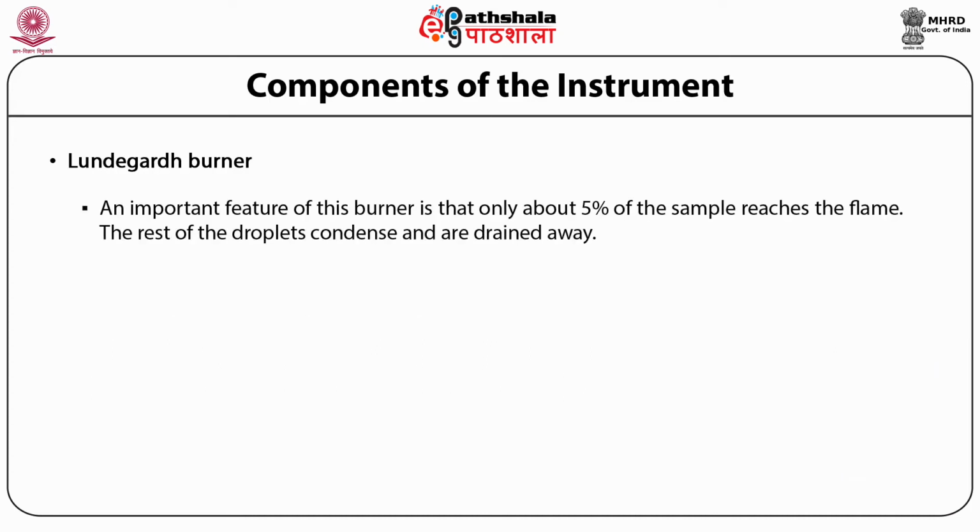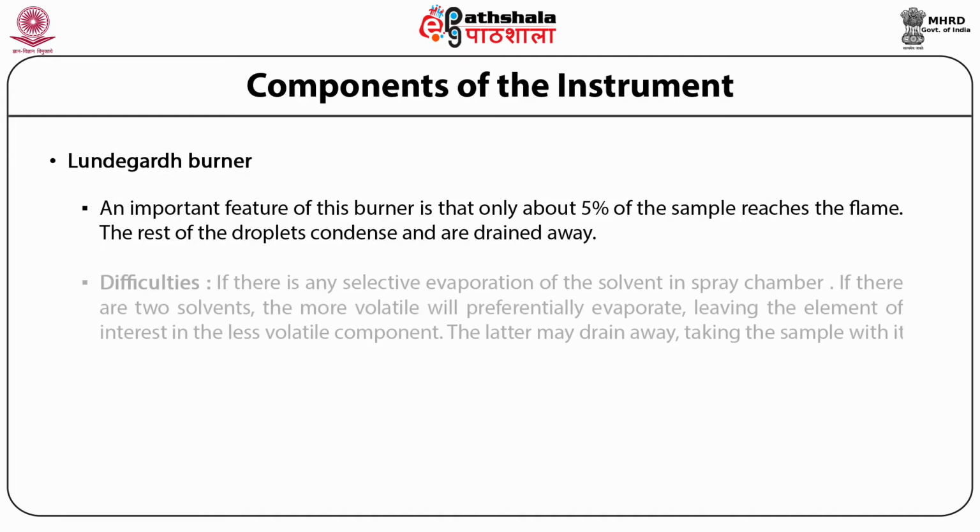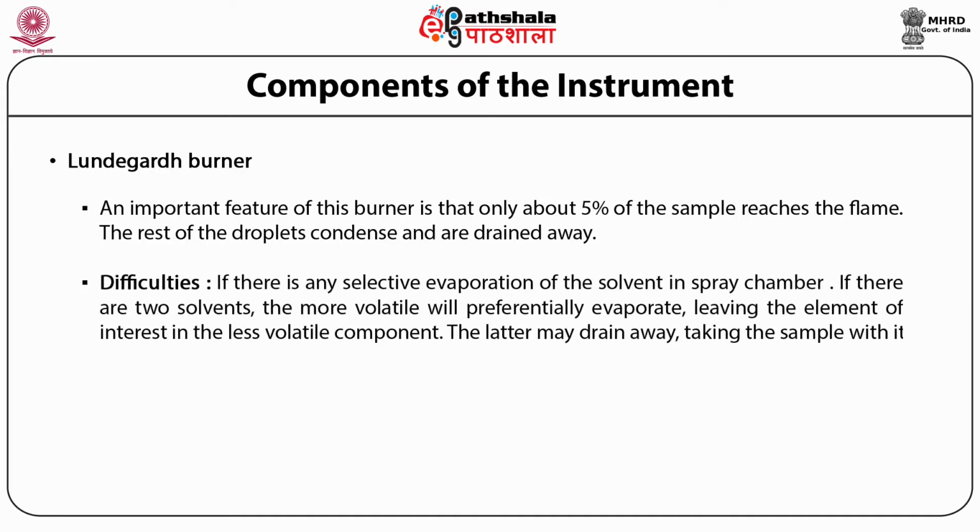An important feature of this burner is that only about 5% of the sample reaches the flame. The rest of the droplets condense and are drained away. This is a significant loss in atomization efficiency and therefore sensitivity. Difficulties may also arise if there is any selective evaporation of the solvent in the spray chamber. In particular, if there are two solvents, the more volatile will preferentially evaporate, leaving the elements of interest in the less volatile component. The latter may drain away, taking the sample with it.